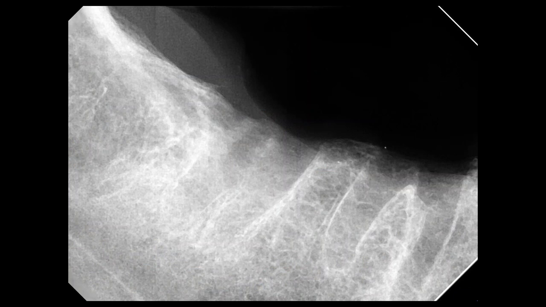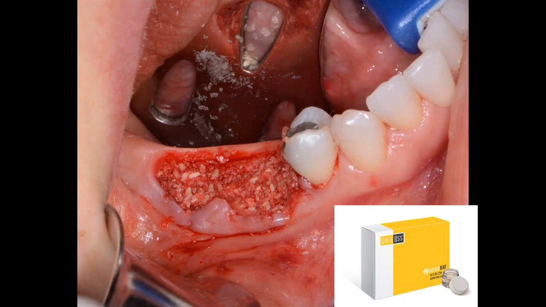Well, we'll always take an x-ray to confirm that everything is out of the socket. And then at this point, you can take your grafting of your choice and place it within the socket. Now, in this case, I wanted to illustrate using a different type of grafting material. Some of you may be used to using a particulate graft. So GoldenDent has a very nice particulate graft with mineralized and demineralized cortical and cancellous chips.